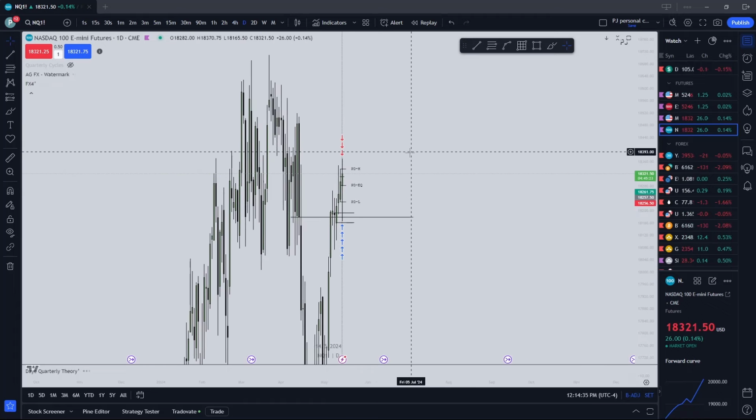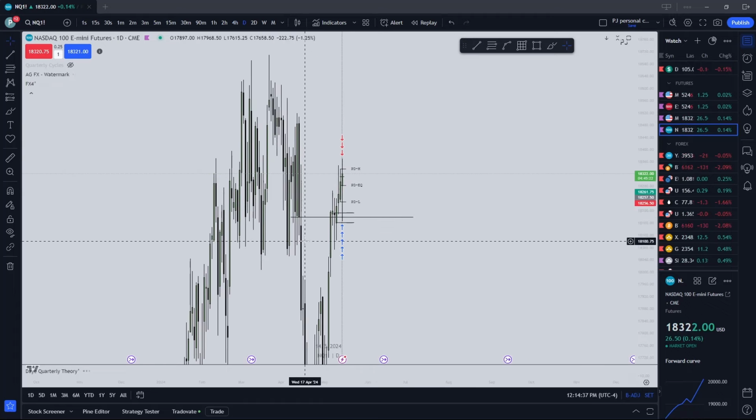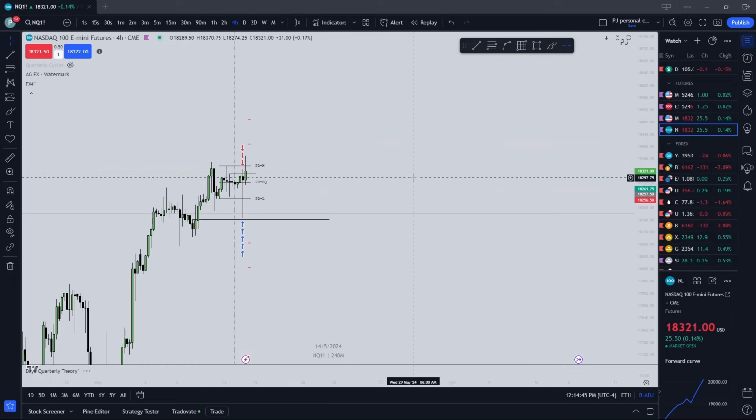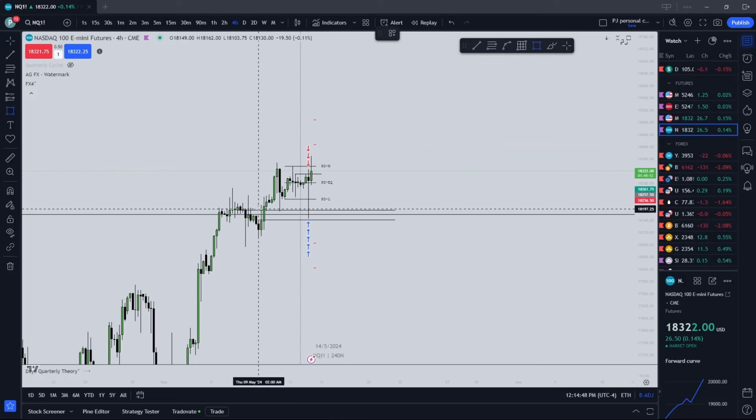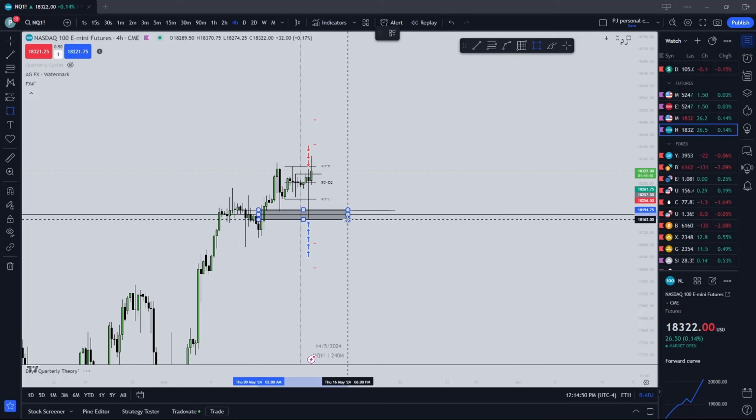Also, we have a daily inverse, not fair value gap, but inverse volume imbalance, that we have marked out as well. You can kind of stack these to form an area where you can look for your key area, or as a key level of reversal.